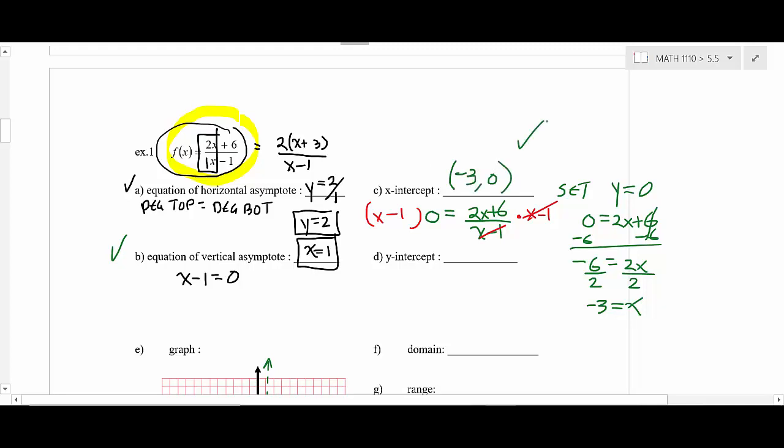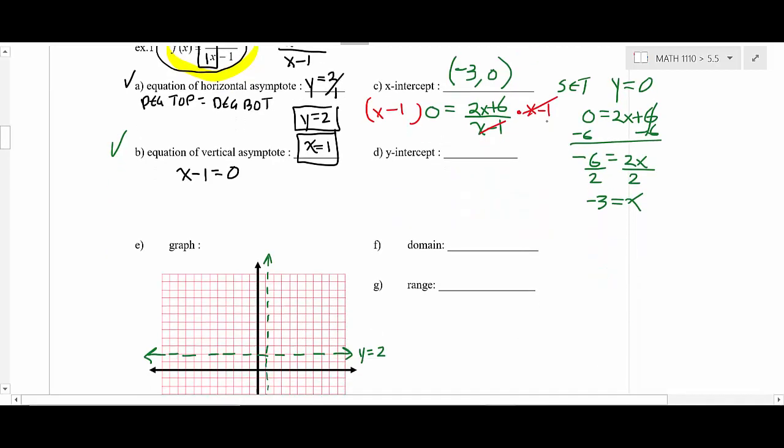Okay, so that's what you're always going to do on a rational function: set the function equal to 0 and solve the equation. Sometimes you'll get an answer, sometimes you won't. Sometimes you might get 2 answers. So let's go down to our graph, and let's go to negative 3 and put a dot there. That's an X-intercept right there. That's 1 point on our graph.